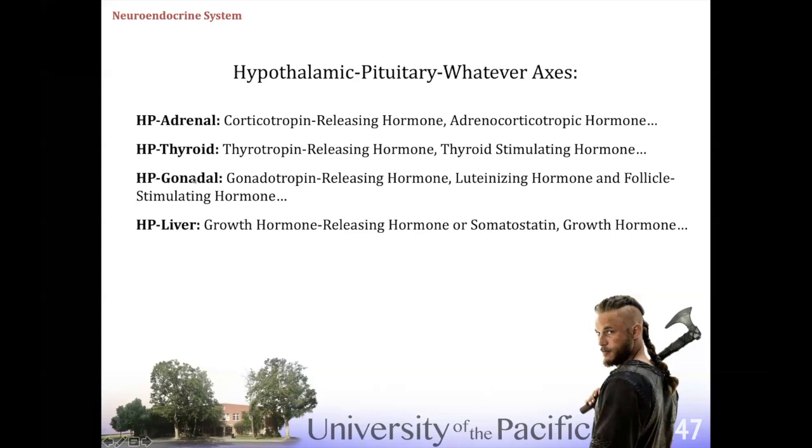Hypothalamic pituitary gonadal axis, so gonadotropin releasing hormone, luteinizing hormone, follicle stimulating hormone, and then you get down to testes and ovaries after that. Hypothalamic pituitary liver, we talked about that one. Somatostatin, that's the opposite of growth hormone releasing hormone, it says go ahead and stop now, don't release growth hormone.